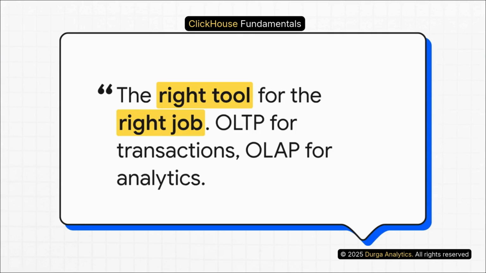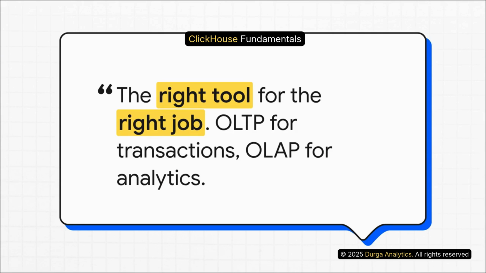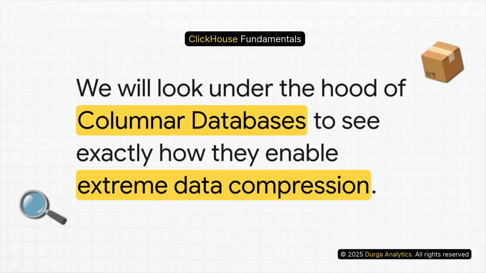And it all boils down to this core principle. Use the right tool for the right job. OLTP systems are for running the business, transaction by transaction. OLAP systems are for understanding the business, analyzing the entire data set at once. Now that you understand this fundamental divide, we can dig deeper. In the next chapter, we're going under the hood to see exactly how storing data in columns allows ClickHouse to achieve that incredible data compression we mentioned earlier.